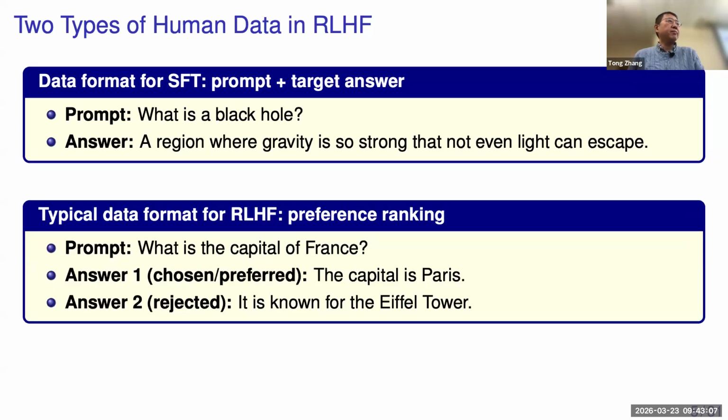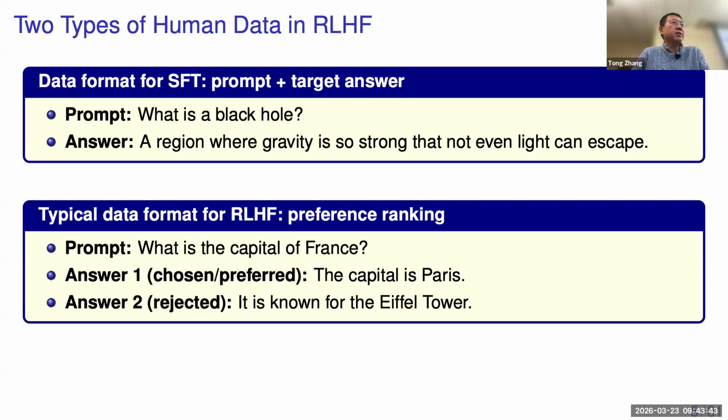This one is similar to the instruction following example, but for RLHF, usually you are giving preference data. This is particularly useful for alignment, for style differences and so on. Given a similar type of example, you just ask, what is the capital of France? You could answer, it is known for the Eiffel Tower, which is an indirect answer, right? Here you want a direct answer.